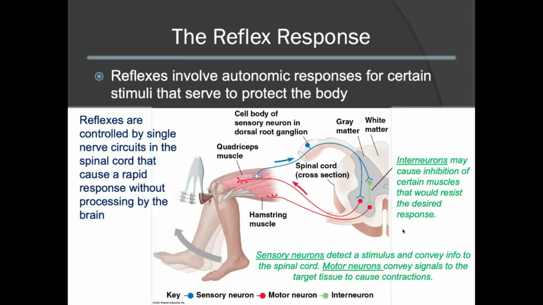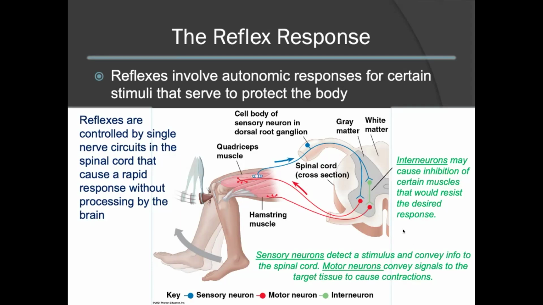Reflexes involve autonomic responses for certain stimuli. Reflexes typically involve quick responses that help to protect the body. Reflexes are controlled by single nerve circuits that involve a sensory neuron, interneuron, and motor neuron. This information is integrated and processed within the spinal cord, which allows for a rapid response without having to process the information within the brain.